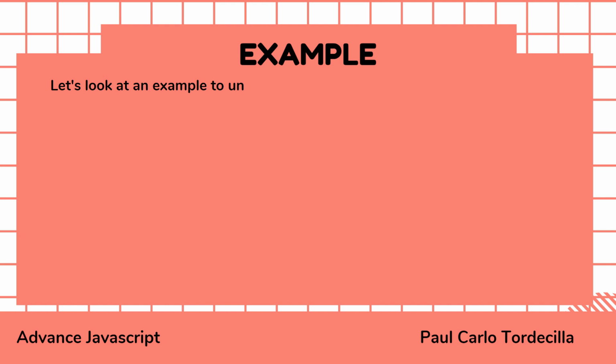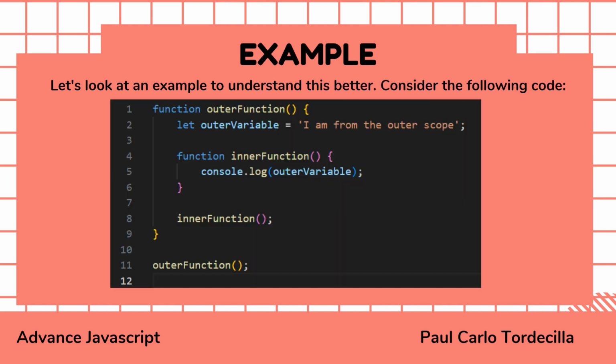Example. Let's look at an example to understand this better. Consider the following code. Here, in this example, the inner function is defined inside the outer function. This means the inner function has access to the variables in its own scope, as well as the scope of the outer function. Therefore, it can access the outer variable here.